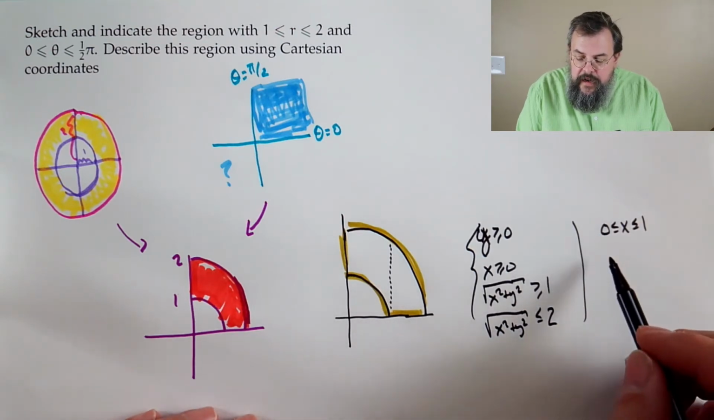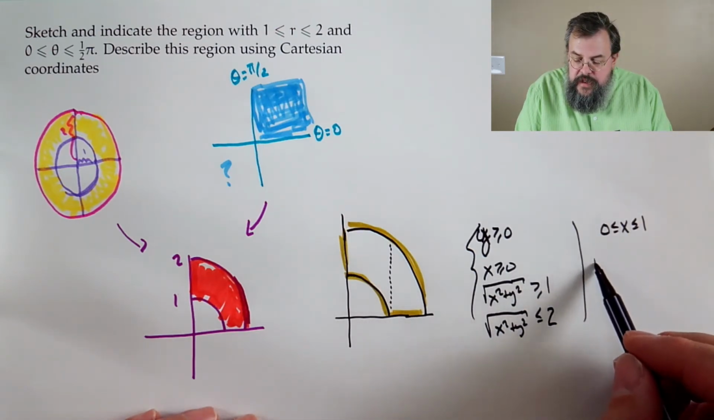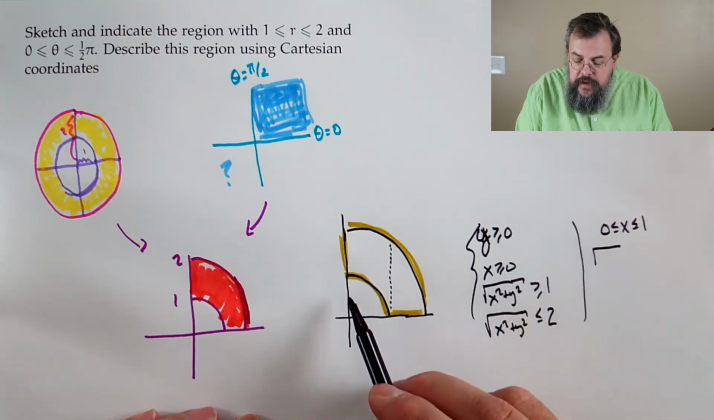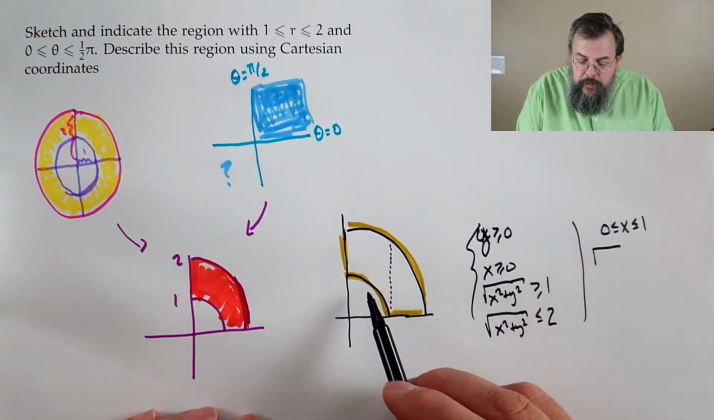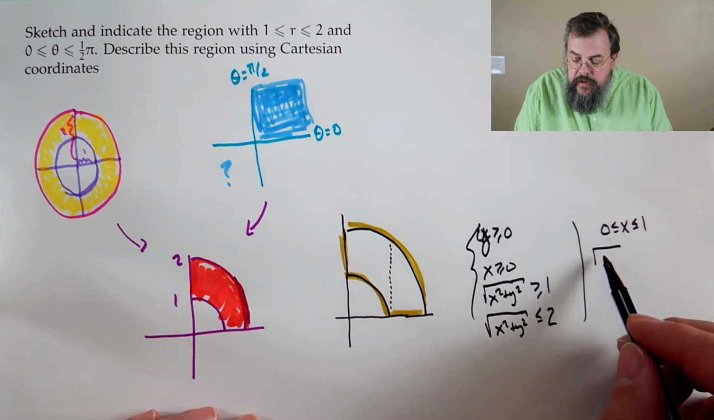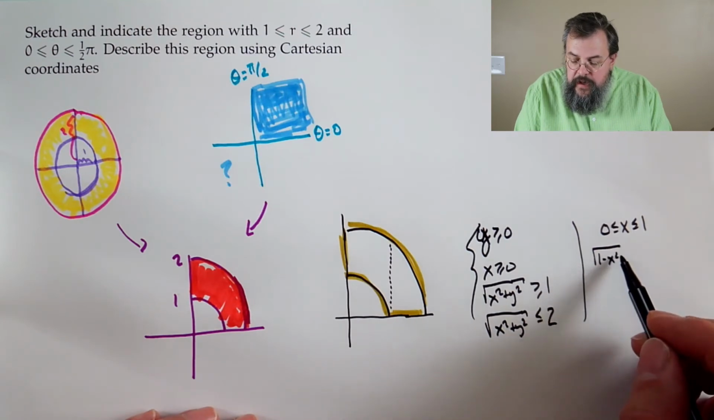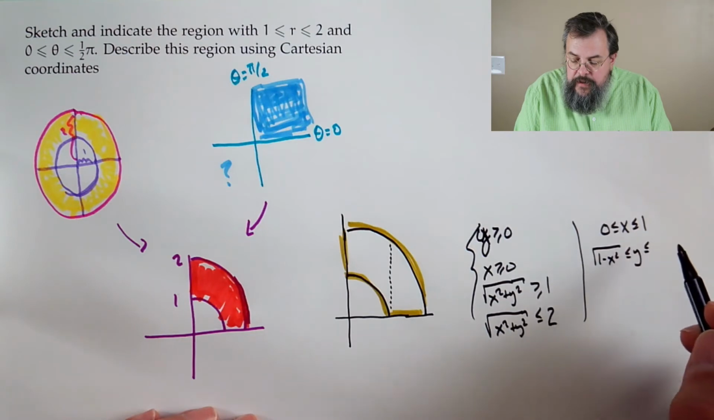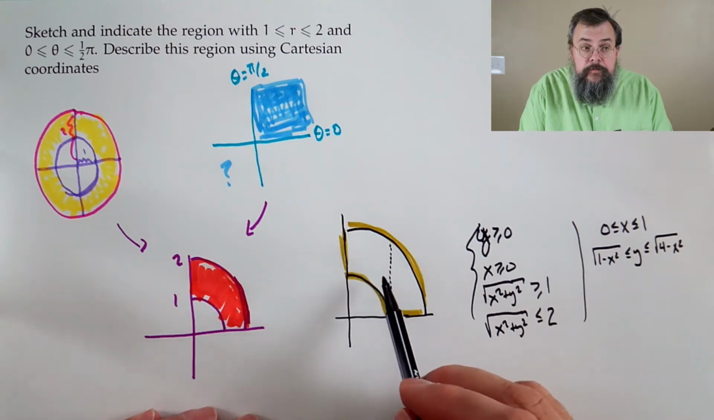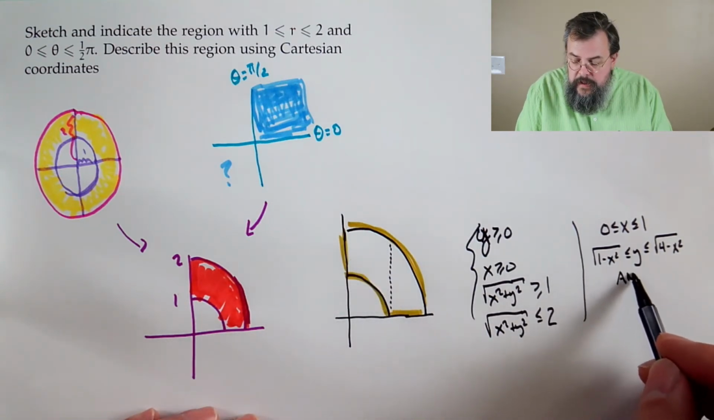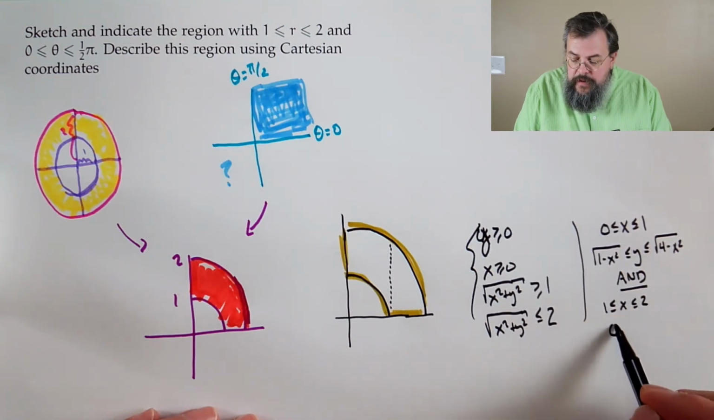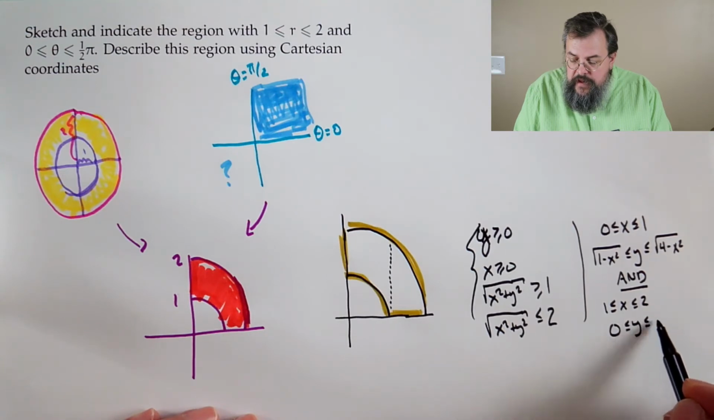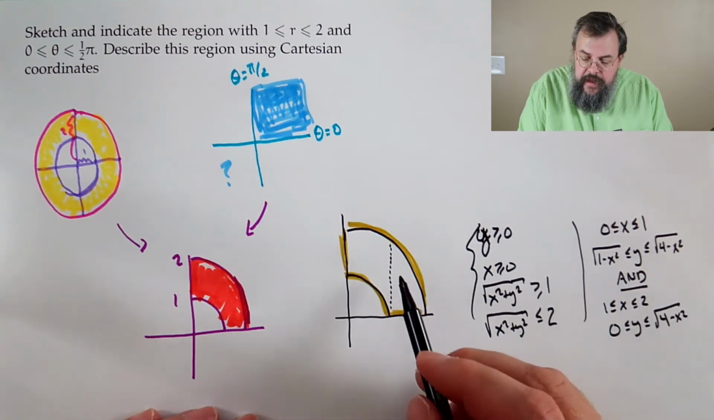So you might say, well, for 0 less than or equal to x less than or equal to 1, you'd have the bottom curve, which is the square root of this curve right here. It's x squared plus y squared equals 1, so it's the square root of 1 minus x squared. That's less than or equal to y, less than or equal to the square root of 4 minus x squared. That's the piece here. And for 1 less than or equal to x less than or equal to 2, now the bottom curve is 0, and the top curve is the square root of 4 minus x squared. And that's the piece there.